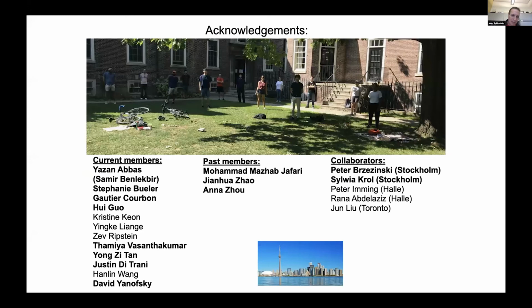The group is much bigger than it has usually been, but a lot of people are leaving for various postdocs and faculty positions and med school and law school. And so there actually are positions in the lab if people are interested in joining. So I'll stop there, and I'd be happy to take any questions.